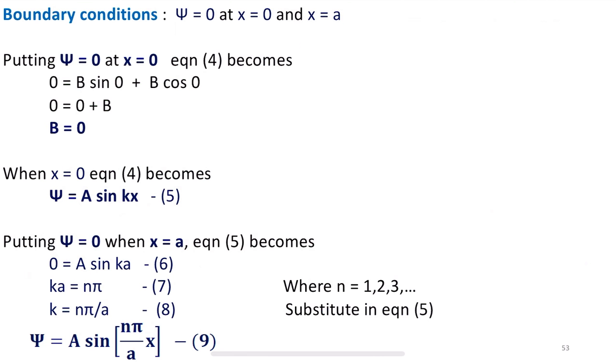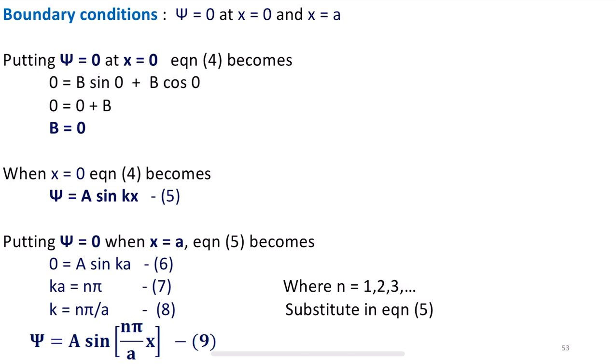Okay, so depending upon the values of a, b and k and psi, we can have many values, but the acceptable values of psi should satisfy the boundary conditions. Okay, so what are the boundary conditions? The boundary conditions are psi should be equal to 0 at x equals 0 and x equals a.